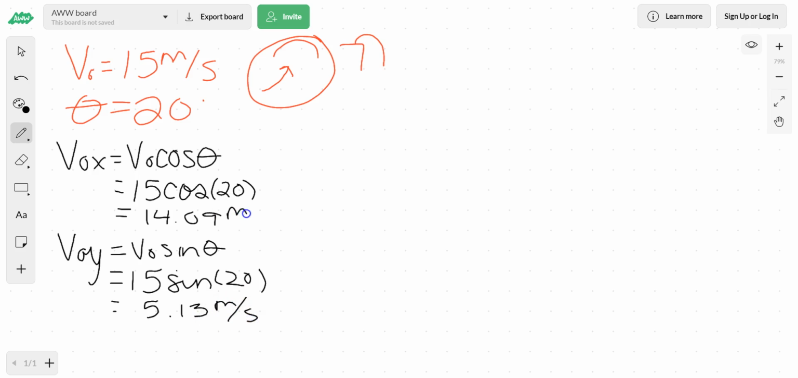So those are your two velocities. Okay, now in terms of what we want to find, a couple questions could be, what is the time it takes to hit the ground? And the time it takes to hit the ground would be the time in the x direction, because it's going to leave the ground and then it's got to hit the ground again.